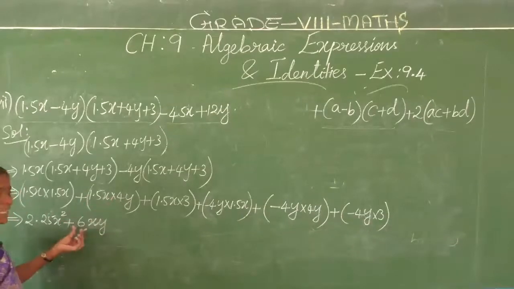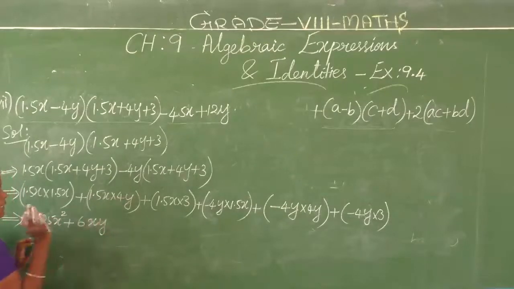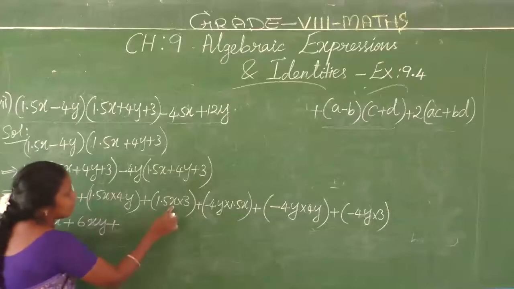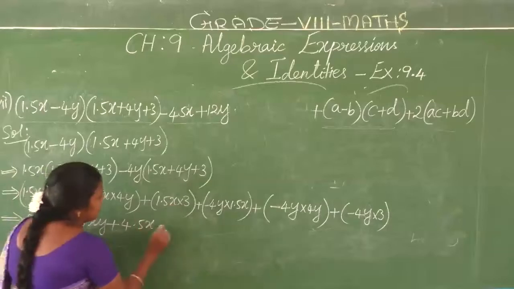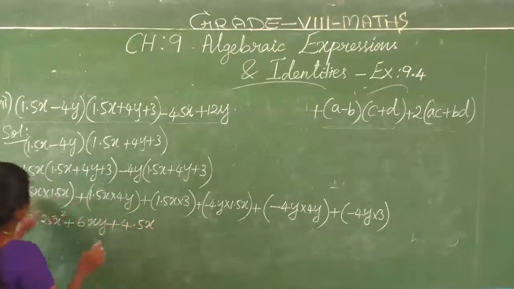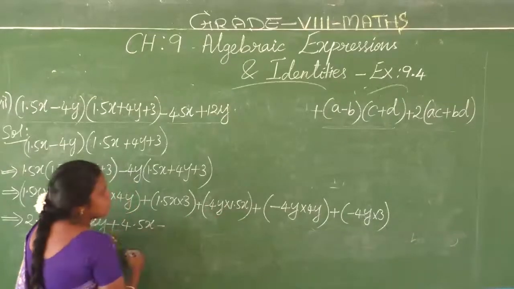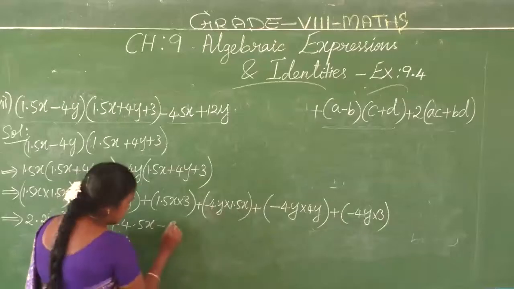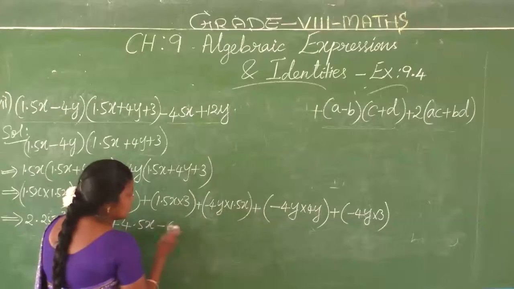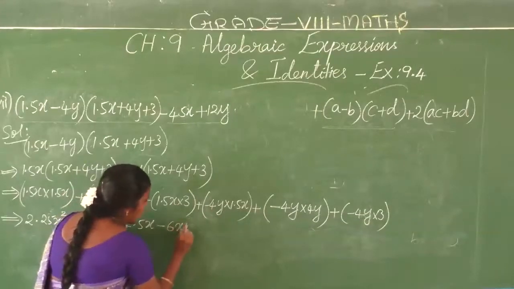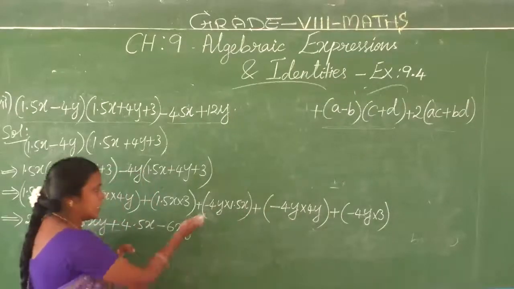1.5 into 4, nothing but 6.0, can be written as 6, so 6 into xy is 6xy. Plus 1.5 into 3, 15 3s are 45, that means 4.5x. Then minus into plus is minus, 4 into 1.5 is 6 only. 15 4s are 60, so 6.0 is nothing but 6, x into y is xy, y into x is equal to x into y, as per the commutativity of multiplication it is correct.